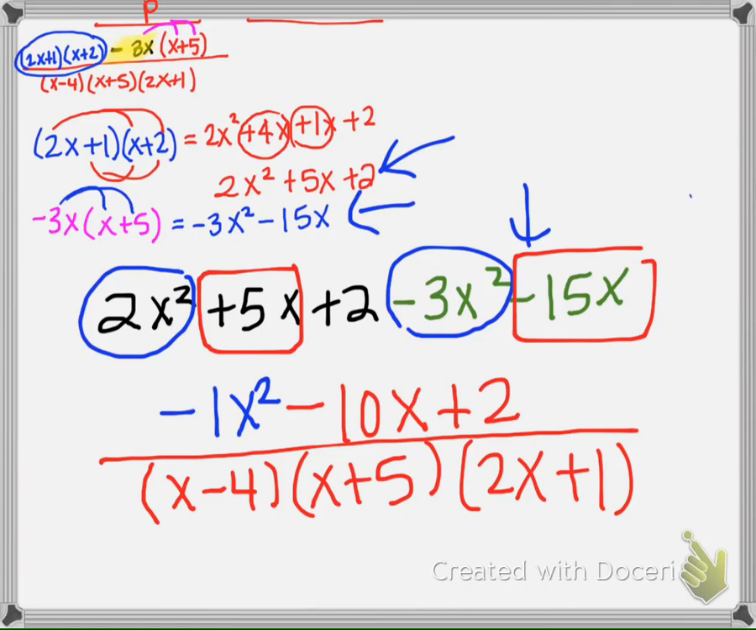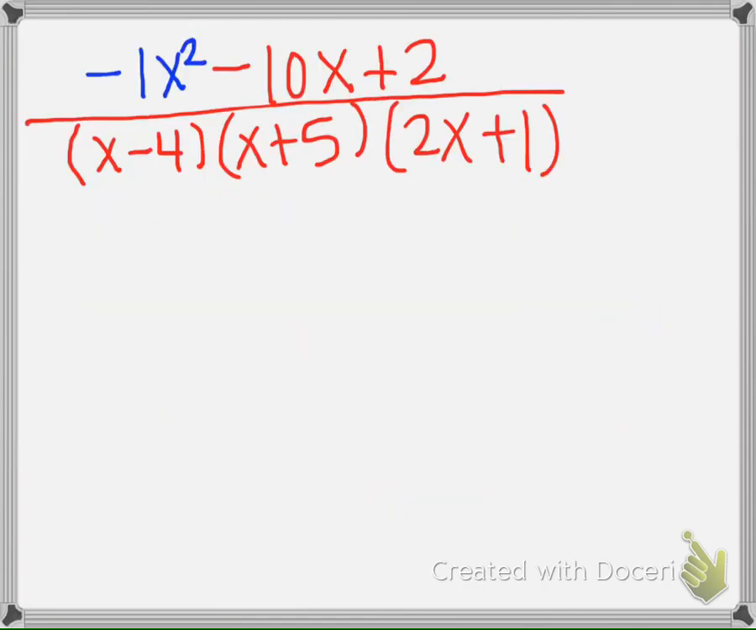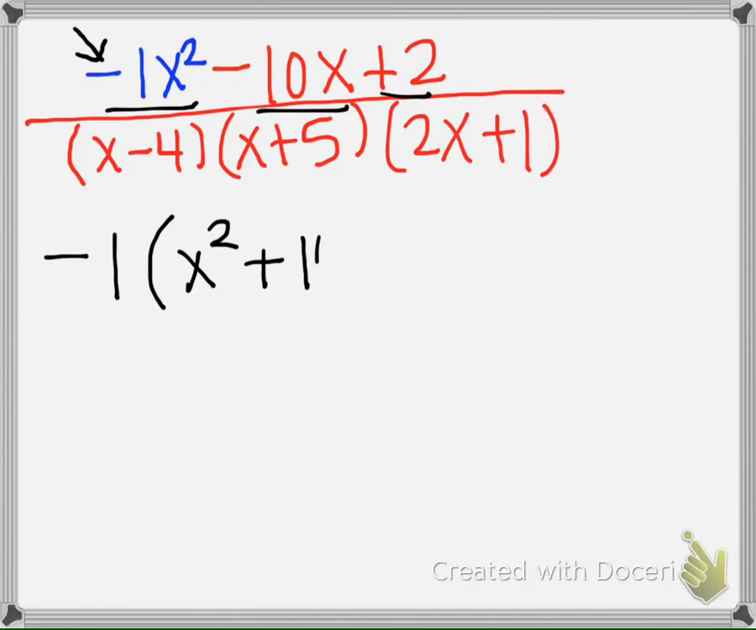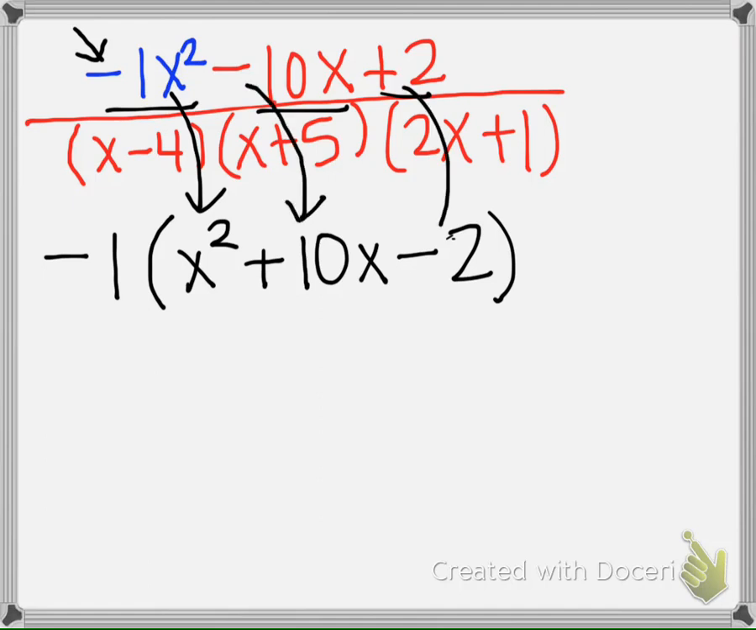Okay, so the next thing is we have to see, can this be simplified? First of all, I see that we have a trinomial, but this has a negative 1, so I'm going to take out the GCF of a negative 1. And remember, when I pull out a negative 1, all it does is change all the signs. So this now goes to a positive, the negative 10x to a positive 10x, the positive 2 to a negative 2. That's what happens when we put a negative 1 in front of a parenthesis.